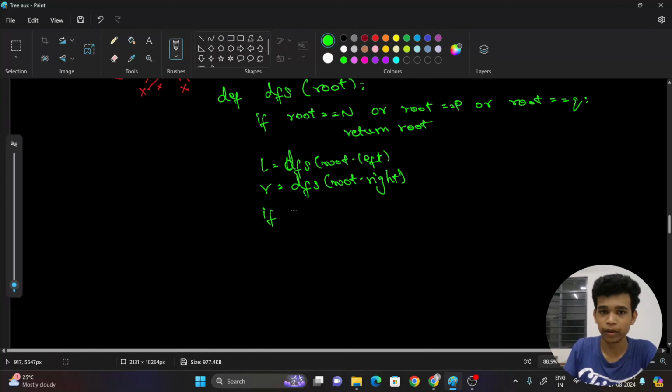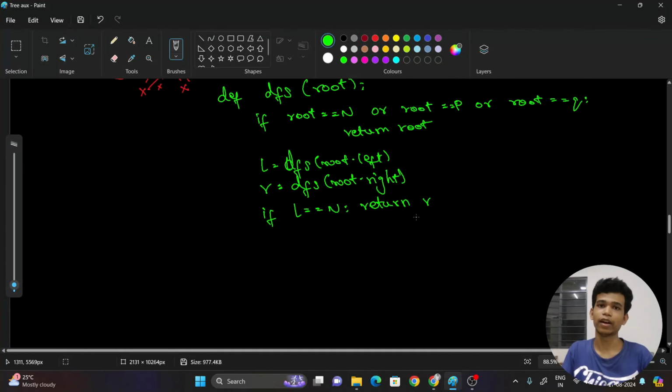Okay, fine. Now, what should I do with this return value? Okay, if L is equal to null, what does it signify? It signifies, see here, my left subtree is returning null. So there may be a possibility that the right subtree is not equal to null. If it is null, we want to return null only, right? So directly I return what? Directly I return the right subtree value. Okay, if the right subtree is equal to null, then what should I do? I should return the left subtree value.